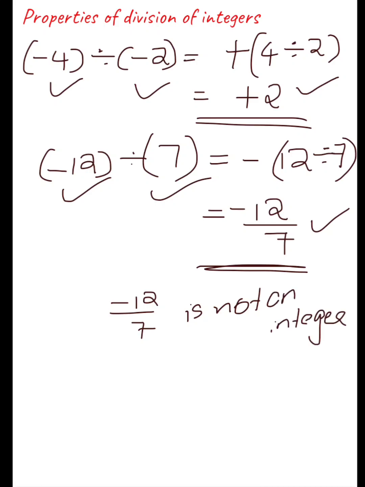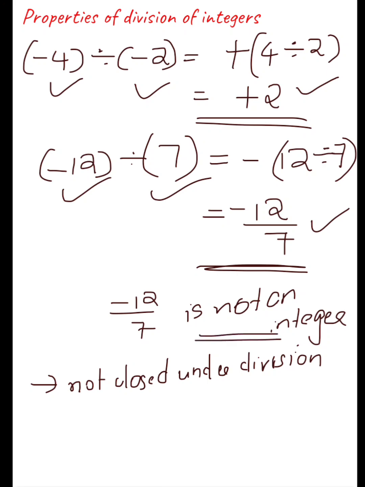So what you have to do? You have to say that integers are not closed under division. That is our first property. If it was closed under division, then in the answer also we should get an integer, but here that is not the case, so we can say that integers are not closed under division. Now let's see the next one, that is commutative property.